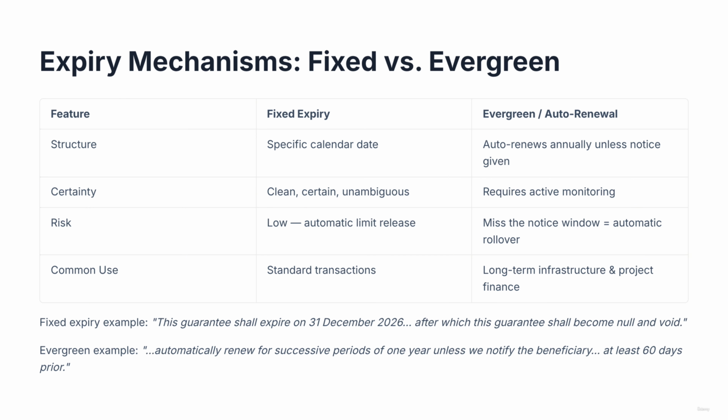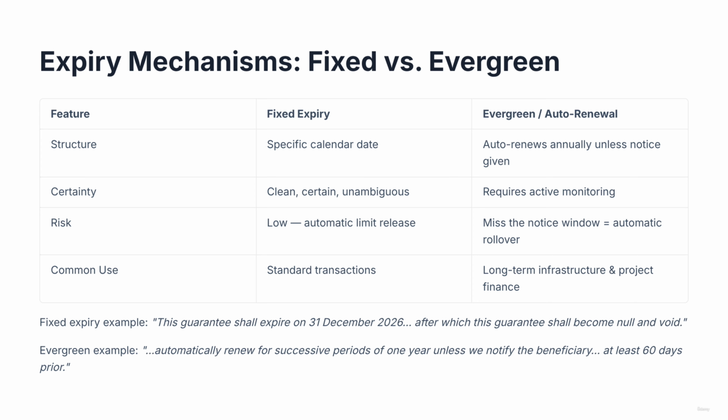The ideal structure is a fixed expiry date. The guarantee expires on a specific named calendar date. Any demand must be received on or before that date, after which the guarantee becomes null and void. Example clause: "This guarantee shall expire on 31st December 2026.